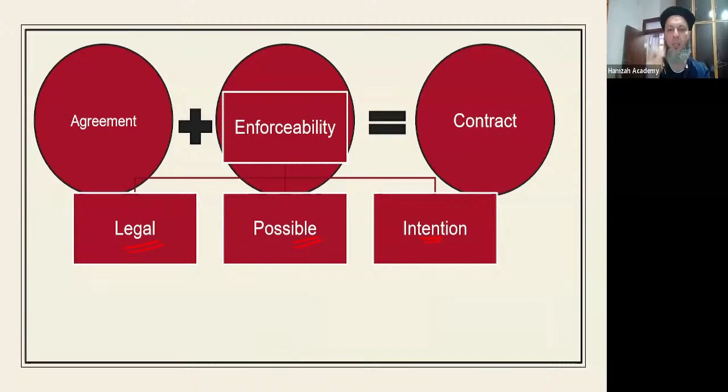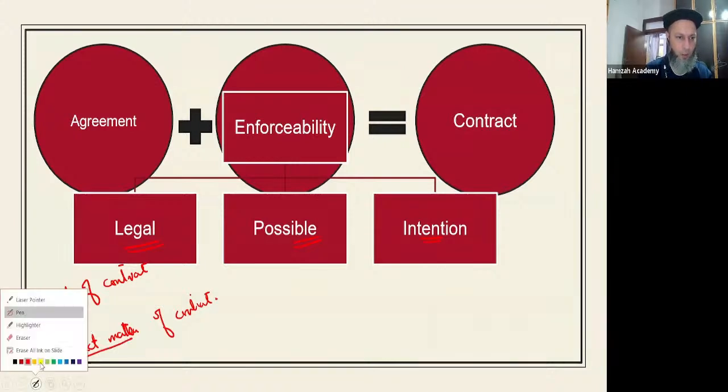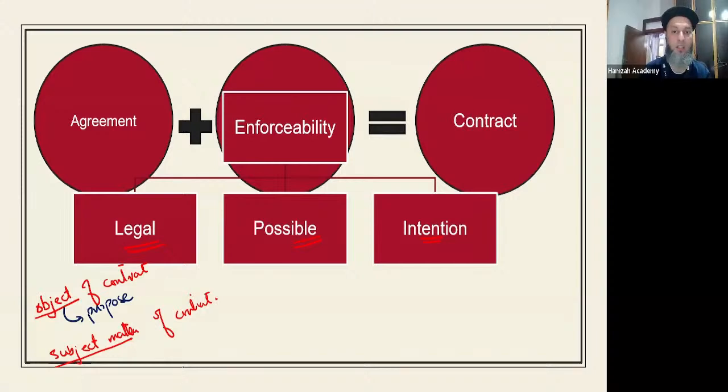Now, legal, what does it mean? Here you need to remember two important terms. Number one, object of contract, and number two, subject matter of contract. Object means purpose, the reason for the contract. And subject matter means the things or considerations. First remember that the object and subject matter of the contract both have to be legal in order for the contract to become legally enforceable. If either of these is illegal, the contract is void. It's not a legal contract, so it cannot be enforceable.